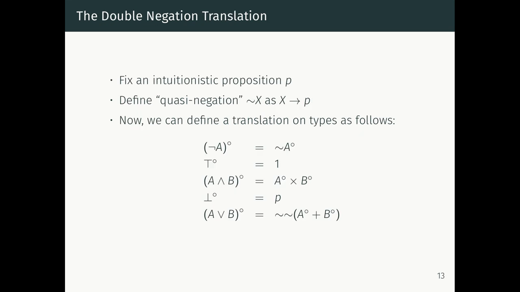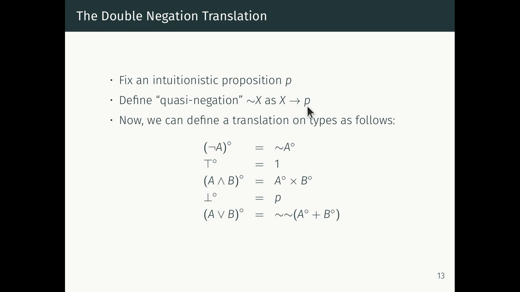The idea that we're going to pursue, in several different guises, is called the double-negation translation. We're going to define this translation by first picking some intuitionistic proposition P. It doesn't really matter which one; we're just going to choose it as a parameter. It could be false, it could be integers, it could be any proposition you like. Once we've fixed this proposition P, we're going to define the quasi-negation, which I'll write as not X with a little wavy line to indicate that it's not a true negation, it's just a quasi-negation. Real negation is X implies false. Here we're going to say quasi-negation is X implies P.